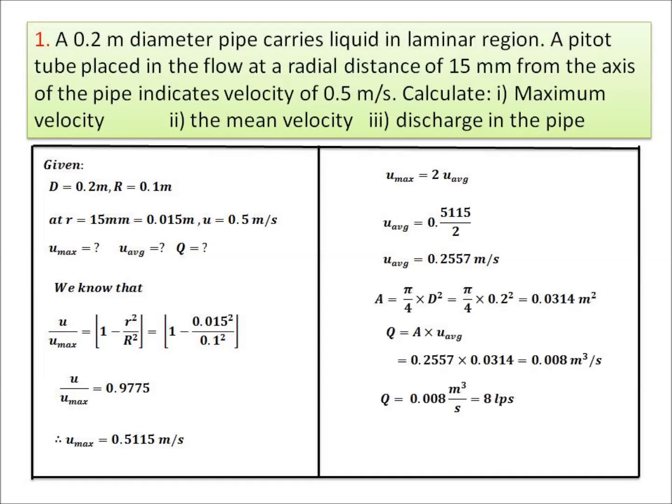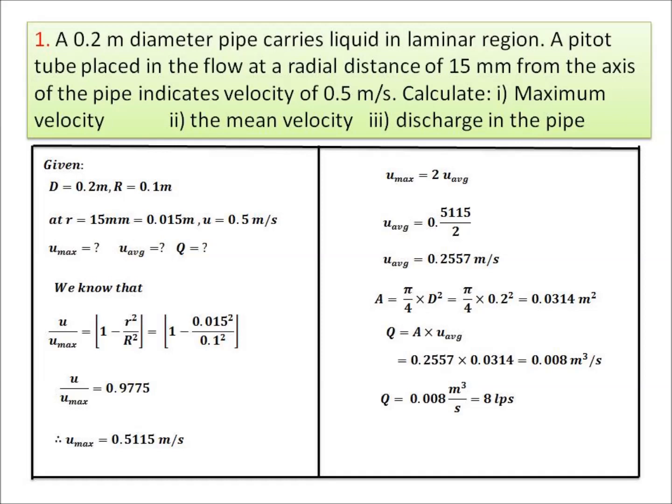We know that from the continuity equation, Q is equal to cross sectional area of pipe, that is A into u average. So already we got the u average as 0.2557. So we need to calculate a cross sectional area of pipe is equal to π by 4 D². After putting the value of D as 0.2 meter, you will get a cross sectional area 0.0314 meter square. Now putting the cross sectional area and the average velocity in the equation of discharge, so after multiplying 0.2557 and 0.0314, you will get a discharge as 0.008 meter cube per second.